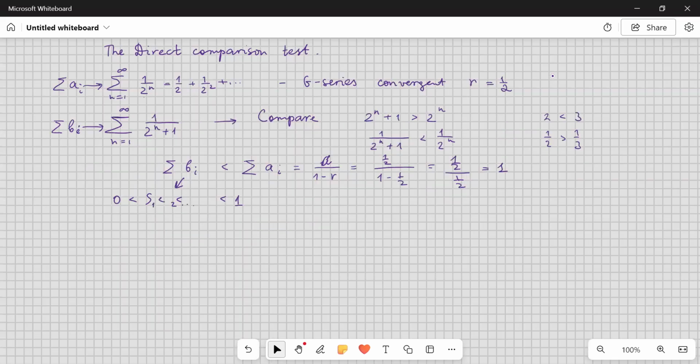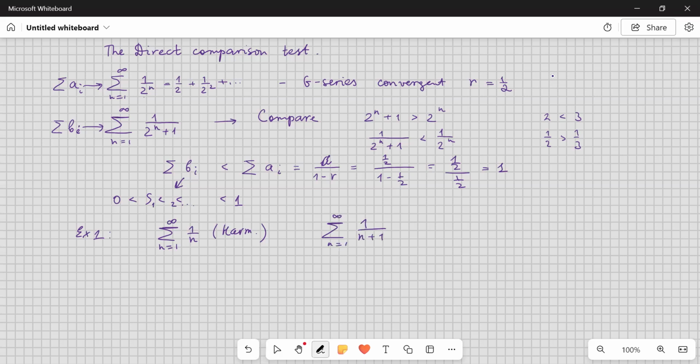Let's consider an example of something that is less than a divergent series. For example, I'm going to consider two series. Example number one. Let's consider the series 1 over n. We know that this series is divergent, harmonic. And consider the series 1 over n plus 1.